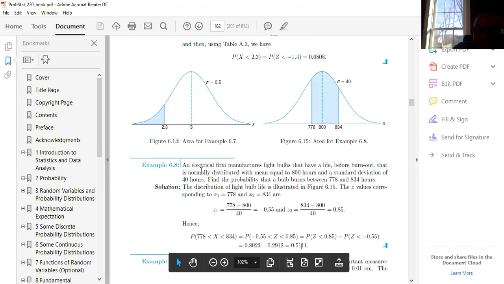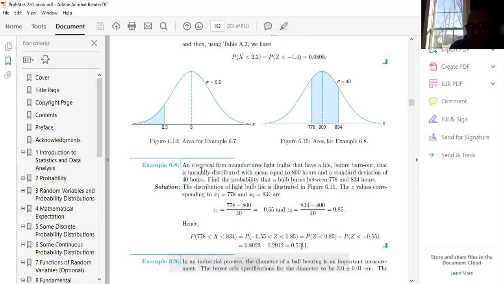The problem says something like this: an electrical firm manufactures light bulbs that have a life, of course every bulb has a life before burnout, that is normally distributed with a mean value of 800 hours. Look, that means usually an electrical light bulb goes up to 800 hours. And a standard deviation of 40 hours. Find the probability that the bulb burns between 778 and 834 hours.